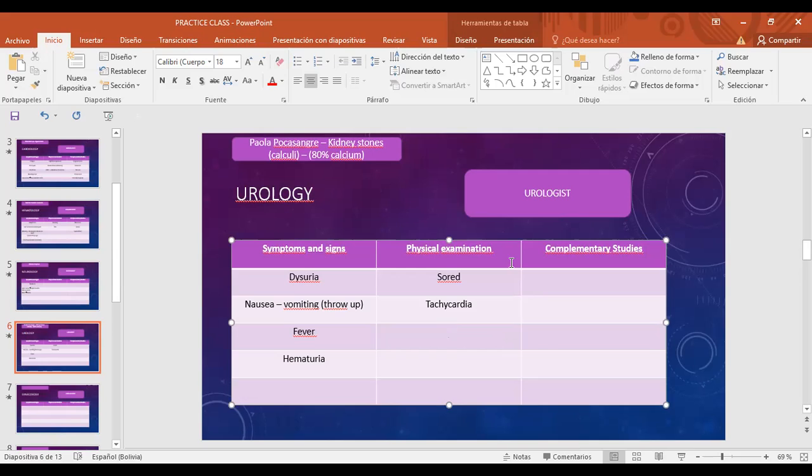I think that would be it, right? During physical examination. And what would you ask for when you want to investigate with the complementary studies?